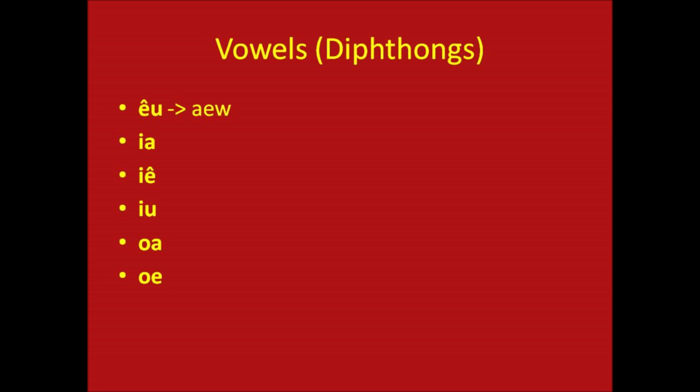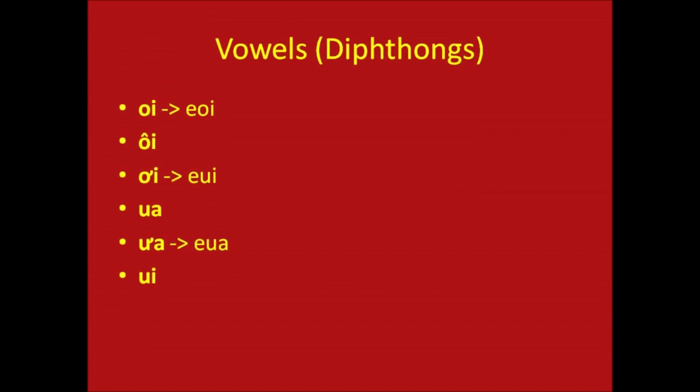Let's review the vowels again. Eo, ia, ie, iu, ha, que. Oi, oi, ơi, All these have no tone changes. ô, Here, A is almost silent. ơ, Here as well, A is almost silent. ui, There are no tone changes for this one.